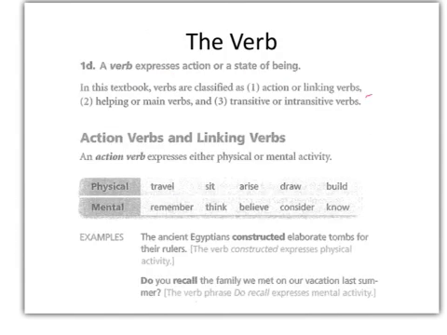So a verb can be an action or linking verb, helping or main verb, a transitive or intransitive verb. In this lecture, we're just going to talk about action or linking verbs. We will get into more detail about verbs later on in the course. So an action verb expresses either physical or mental activity. So traveling, sitting, arising, or remembering, thinking, or believing. Examples: the Egyptians constructed elaborate tombs for their rulers. And do you recall the family we met on our vacation last summer?